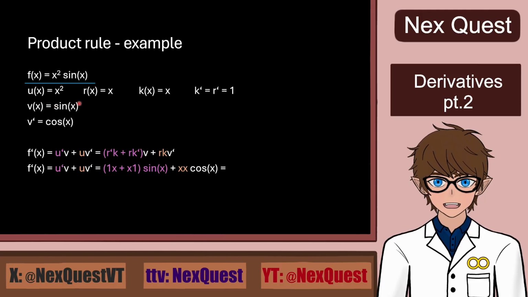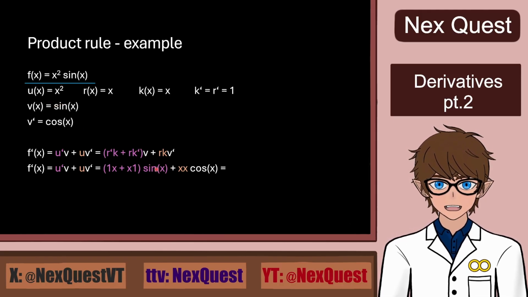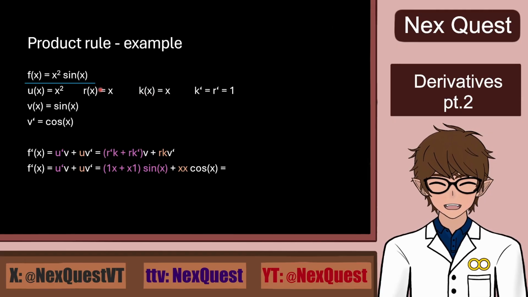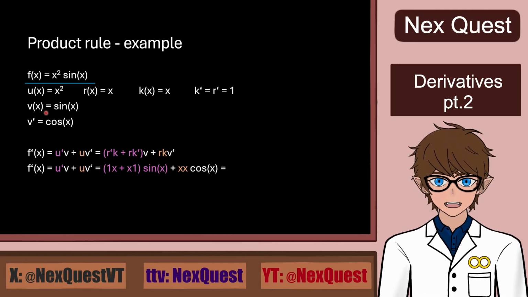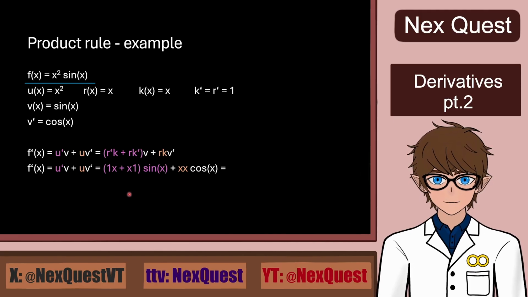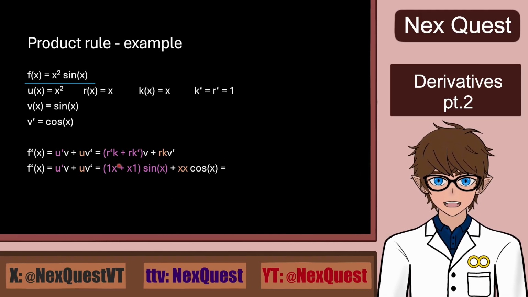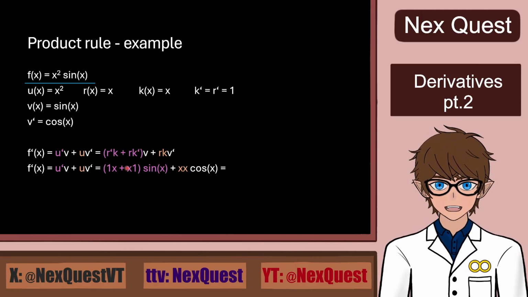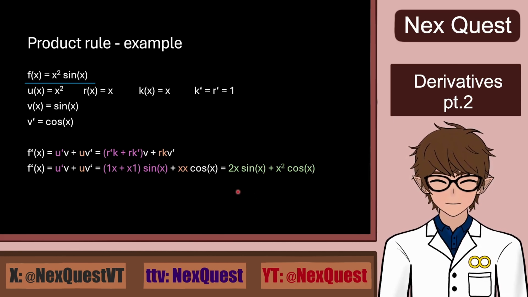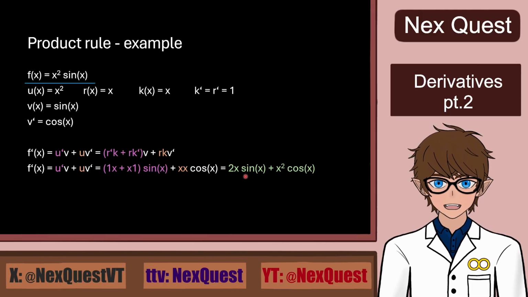V is sine of x, which for some reason got colored purple. That's my fault. Plus r times k is x times x, times the derivative of v, which is cosine of x, gives us this. Now 1x plus 1x is 2x, so we get 2x sine of x plus x squared times cosine of x, and this is our result. We see it's the same as before.